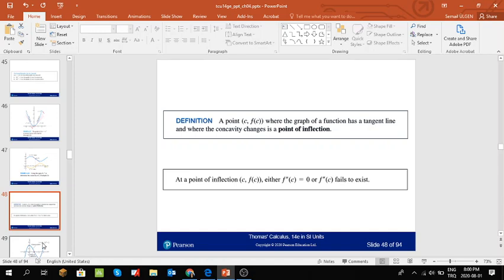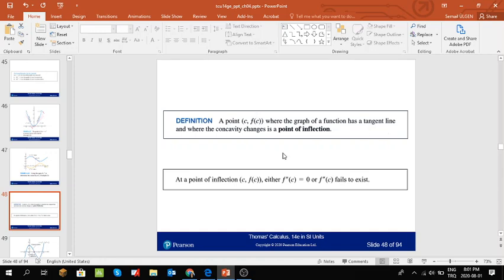So what's the point of inflection? There are some points on the graph such that at that point we have a tangent line, and also at that point the concavity changes. So before this point we might have concave up, and after this point we may have concave down for the graph. Then this point is a special point which is called a point of inflection.